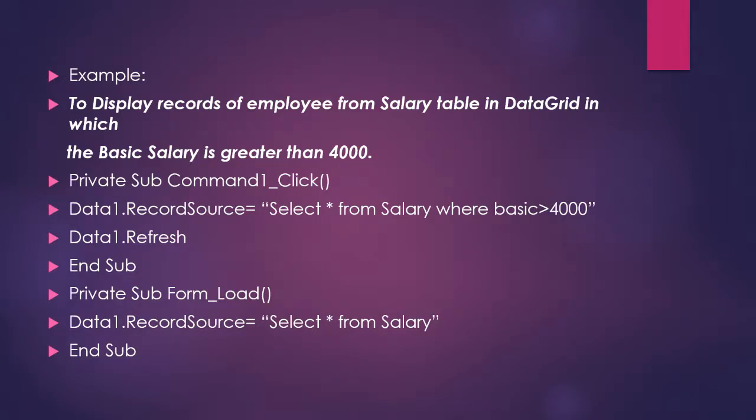Here the example is to display record of an employee from salary table in data grid in which the basic salary is greater than 4,000. Here we have to put the condition that the basic salary is greater than 4,000. So data1 dot record source is equals to select from salary where basic is greater than 4,000. Now basic is combo box 1. Greater than is the combo box 2, that is the combo box used for operators, which we specified that we will use it for operators, and 4,000 is the text box, and this is how we set the condition.